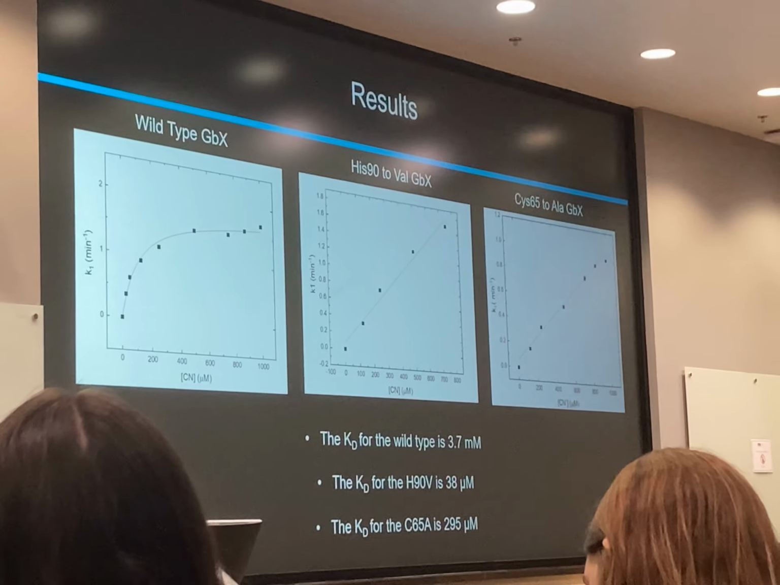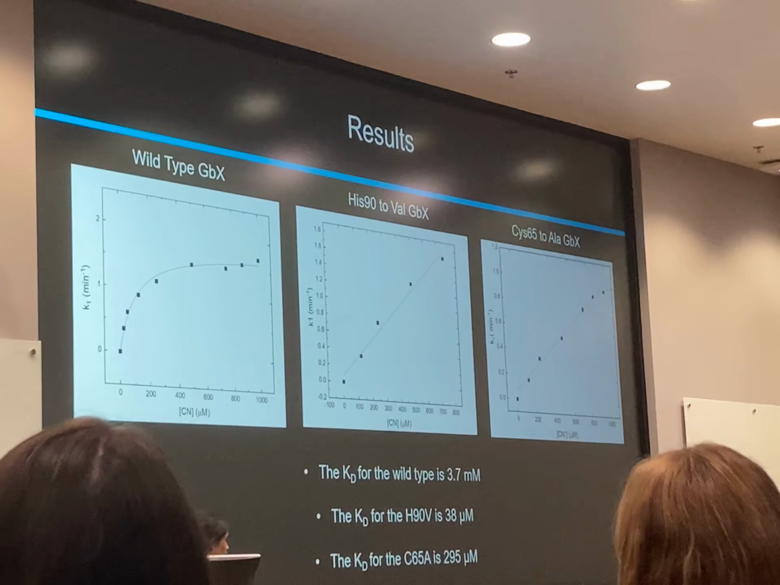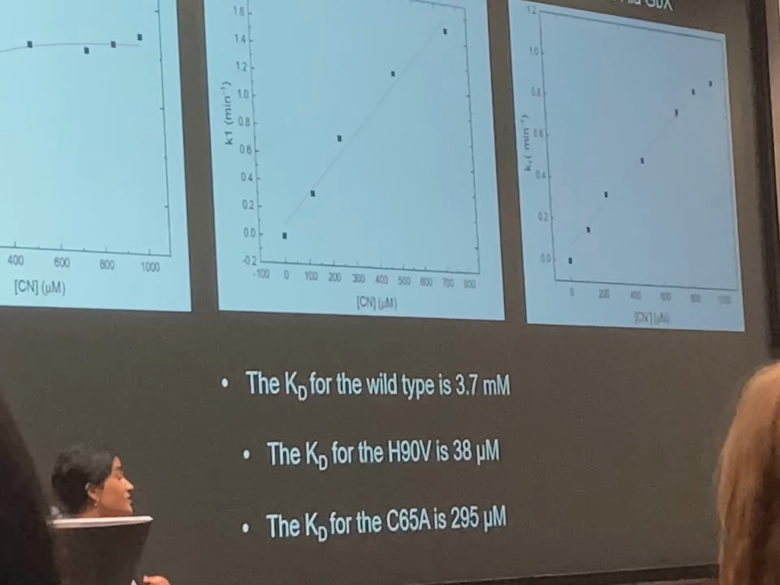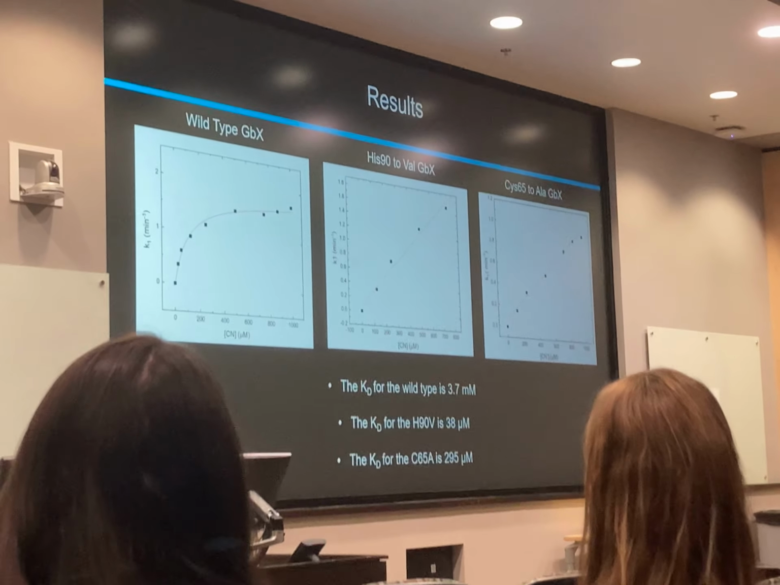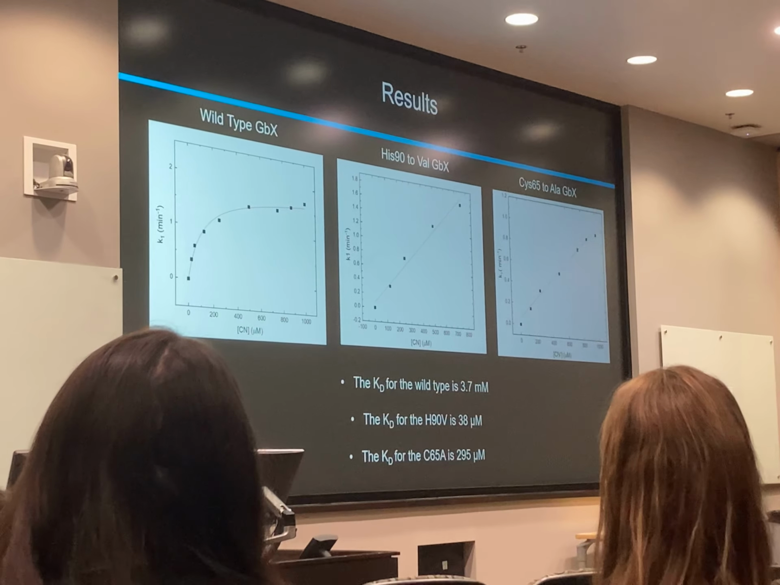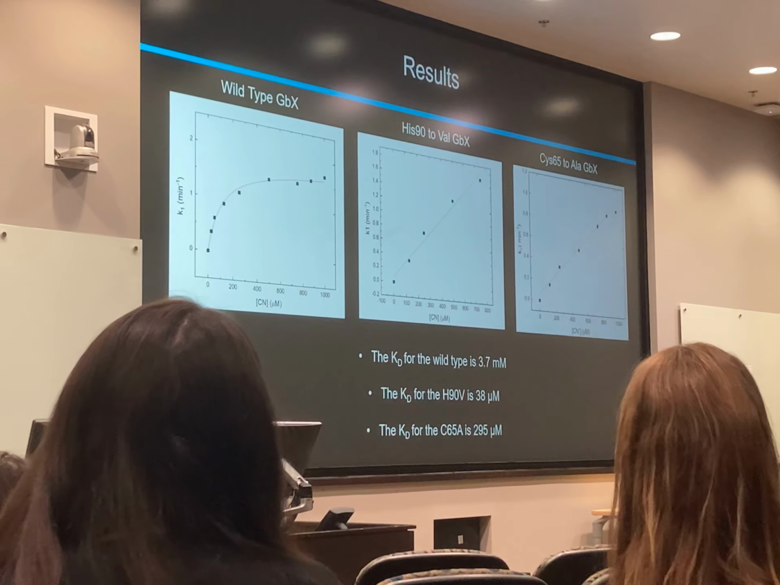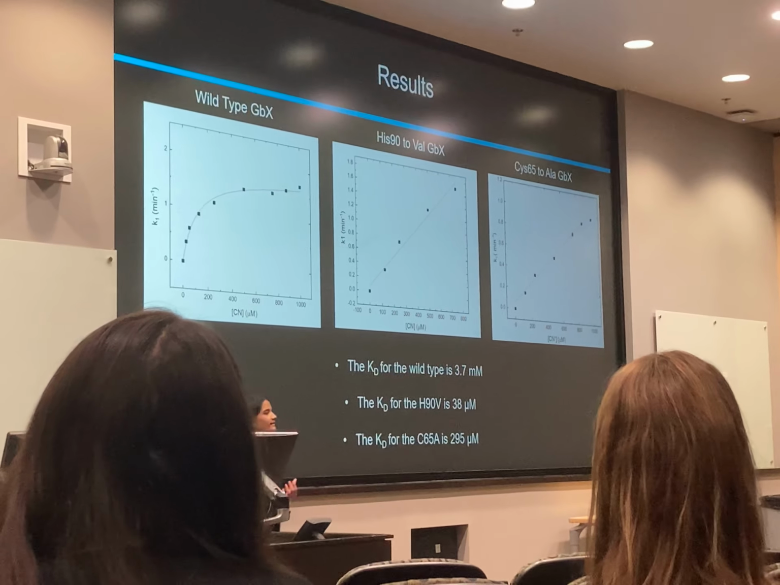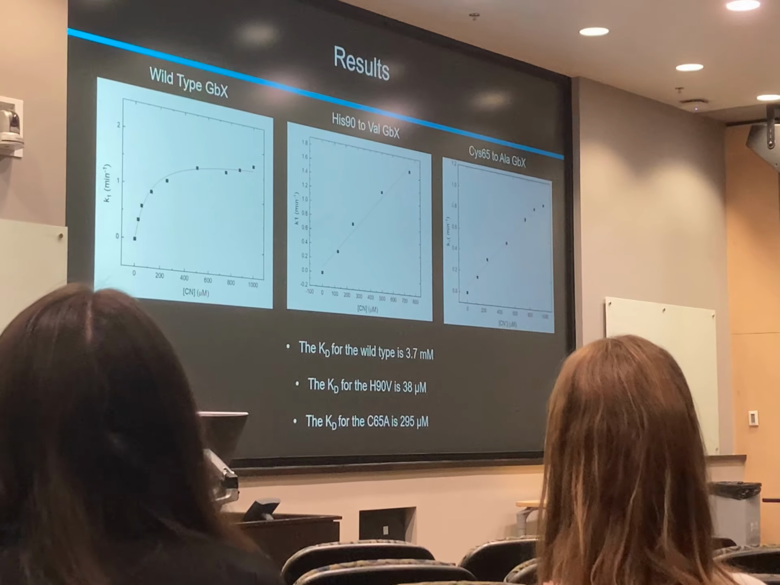Now, let's get into the KD values. Just to refresh your memories, KD is just the ligand concentration at which 50% of the globin X is bound to cyanide. So, the KD for the wild type was the highest compared to the other mutants. It was 3.7 millimolars. And because the KD was higher for the wild type than the other mutants, this indicates a decrease in affinity of globin X for cyanide.